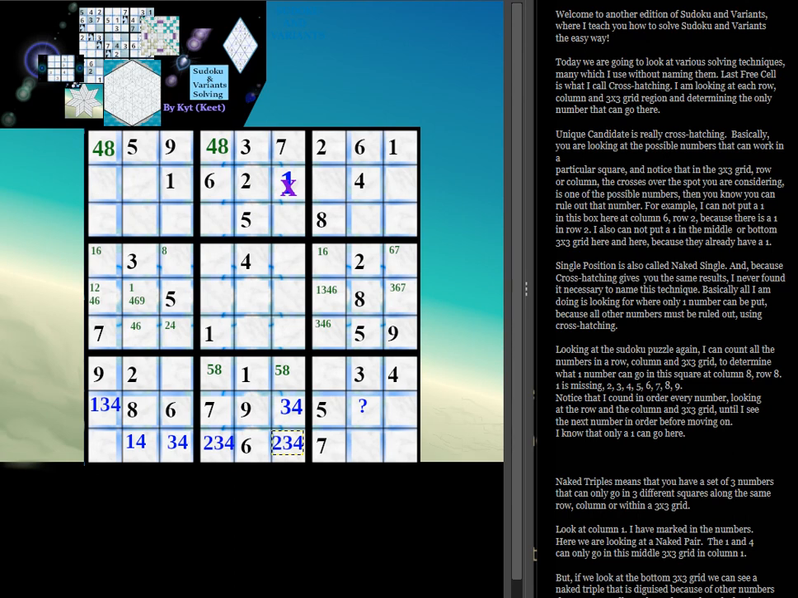Welcome to another edition of Sudoku Invariants, where I teach you how to solve Sudoku the easy way. Today we're going to look at various solving techniques, many of which are used without naming them.